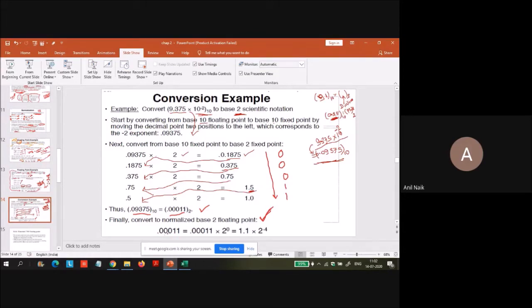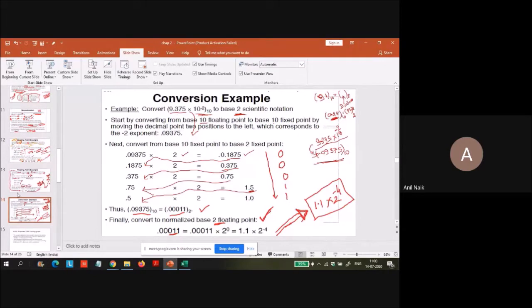Floating point means you have to represent the number in a normalized form. Normalized means the decimal point is shifted to the right side. So this number we can write as 1.1 into 2 raised to minus 4, since we shifted 1, 2, 3, 4 digits to the right. This is the normal form. You should know this conversion, then only can you represent the IEEE standard of data representation, and how to convert from one base to another, decimal to octal or decimal to binary.